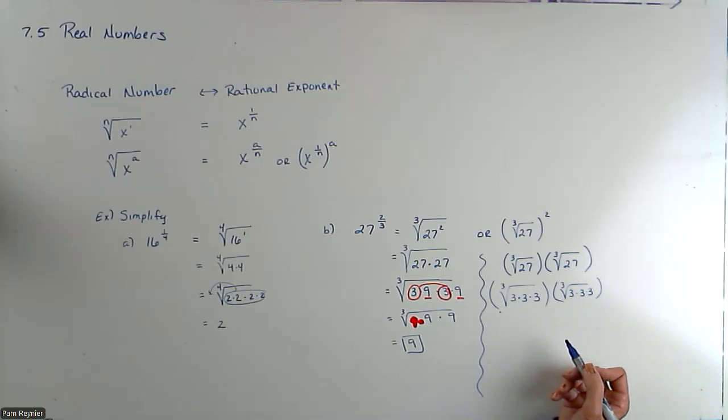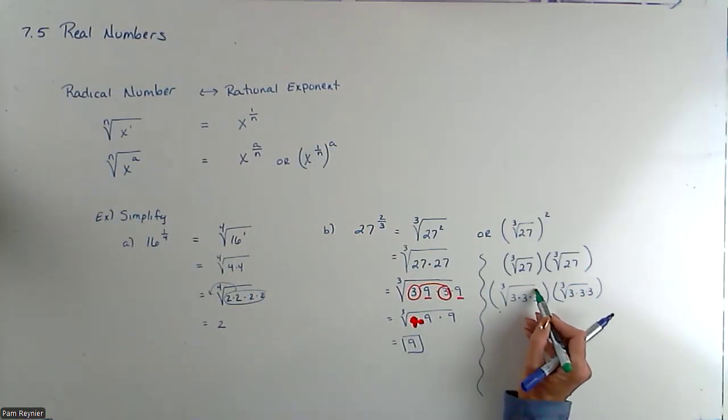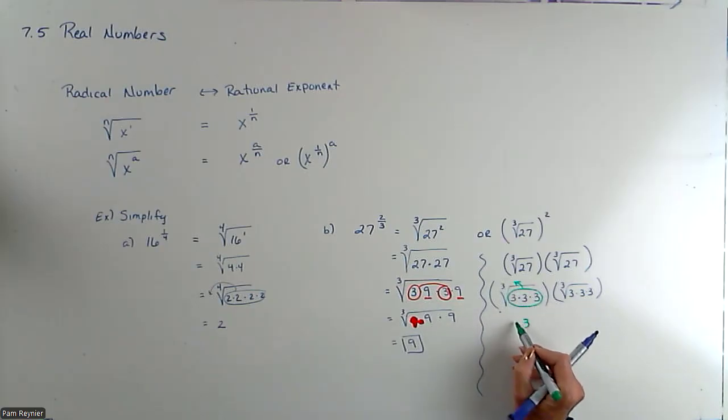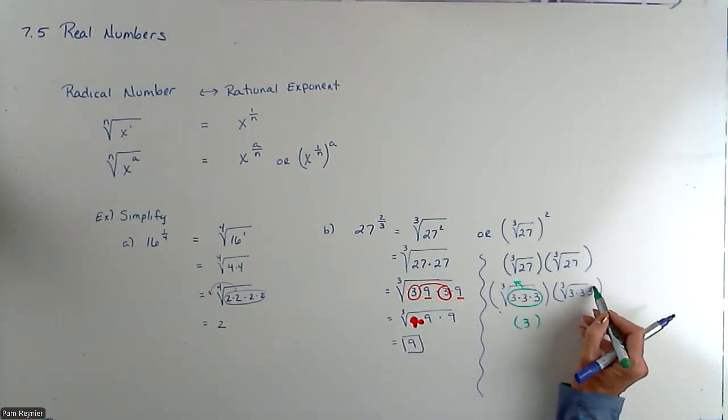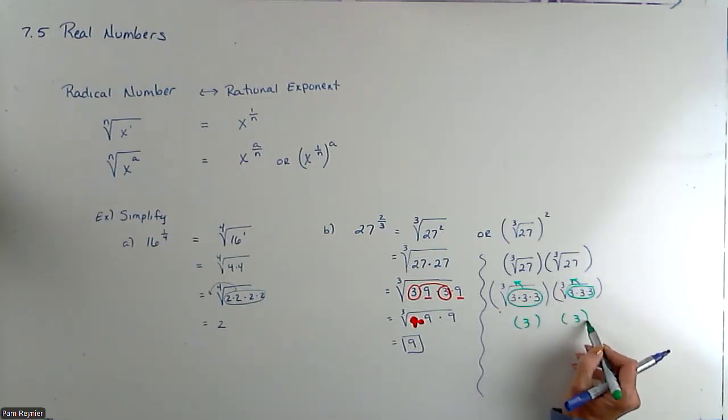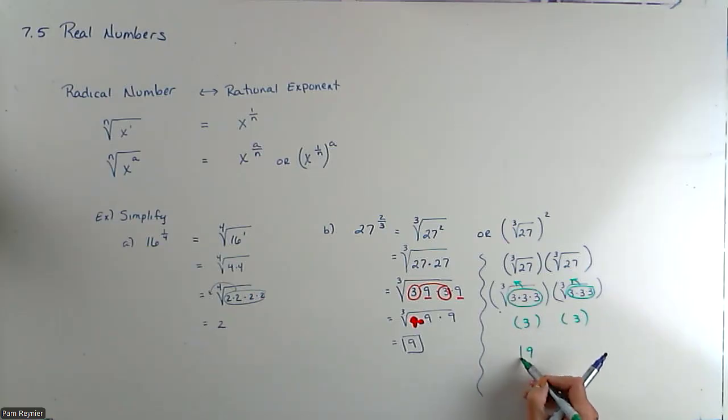Now we have cubed root. Cubed root looks for 3 identical factors. So out comes a 3. And 3 times 3 is 9. So it really doesn't matter which way you happen to notice. It just depends on which way makes sense to you. So let's look at a couple more.